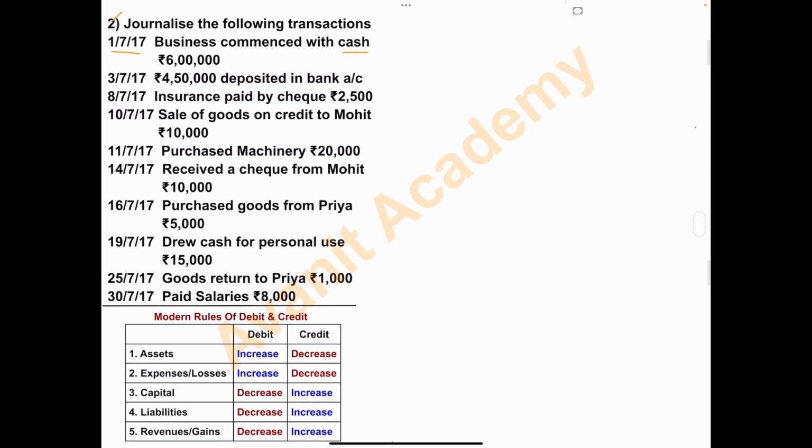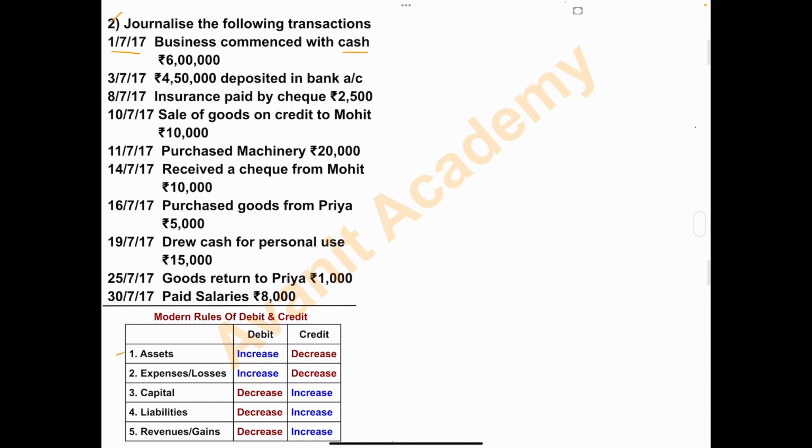The rule for asset is, see point number 1, increase in assets is to be debited and decrease in assets is to be credited. Started business with cash means the cash balance will increase. So we have to debit the cash account.